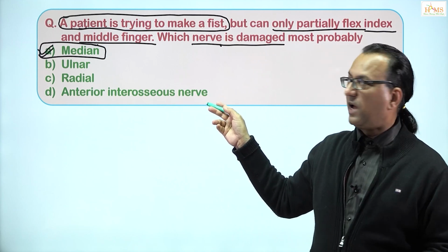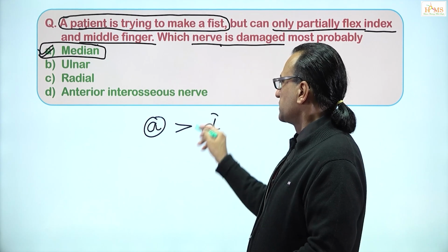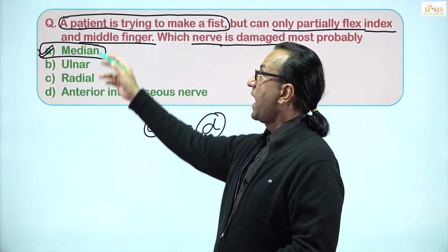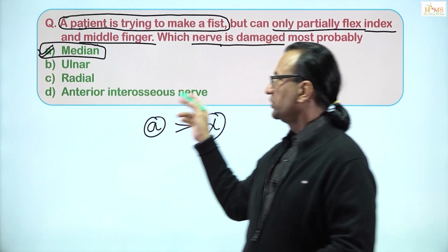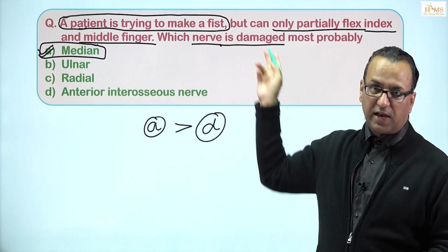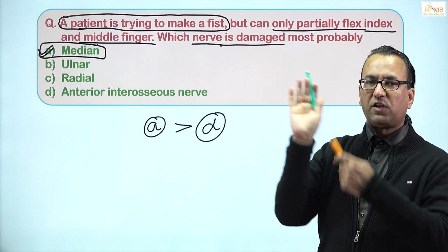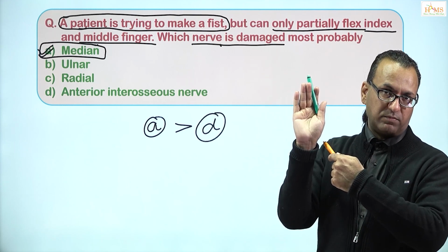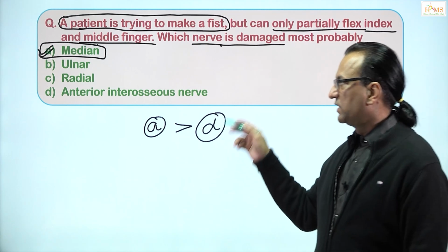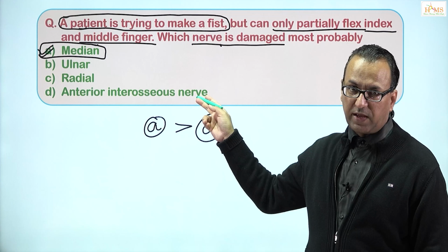So maybe that could be the answer, but still I'll prefer A is a better answer than D, since most of the authors, while describing the hand of benediction, mention the median nerve and not the anterior interosseous nerve. And despite the fact the examiner has not mentioned the sensory loss, these patients will have sensory loss in the lateral 3.5 fingers, as we have seen in the diagram previously. And you must know that this anterior interosseous nerve is a motor nerve. It does not supply the skin.